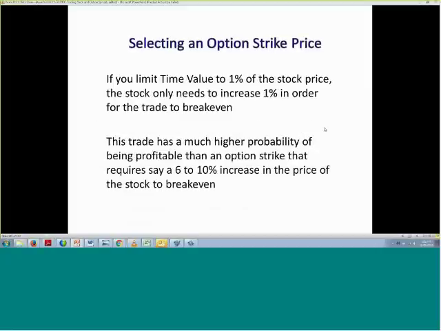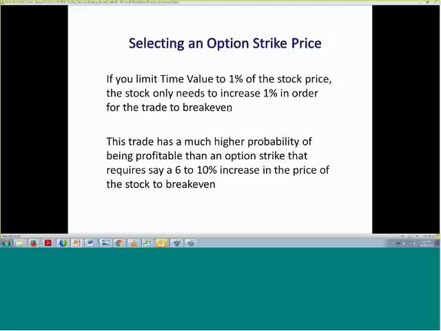So if you limit the time value portion of the option to 1% of the stock price, then the stock only needs to go up 1% in order for you to break even on the option trade and start making money. So that's not much of a movement, a 1% move in the stock in order to break even on the option trade and start making money.